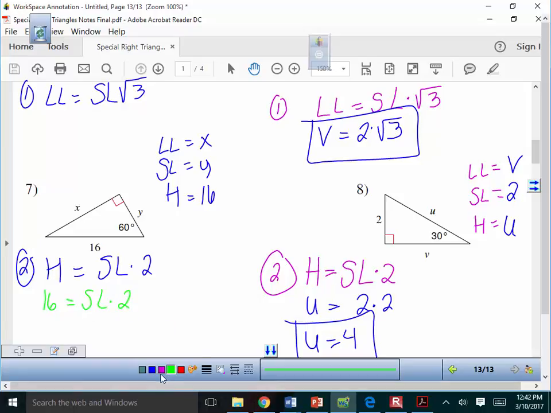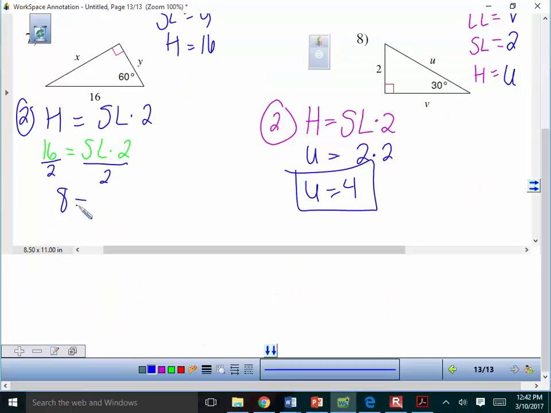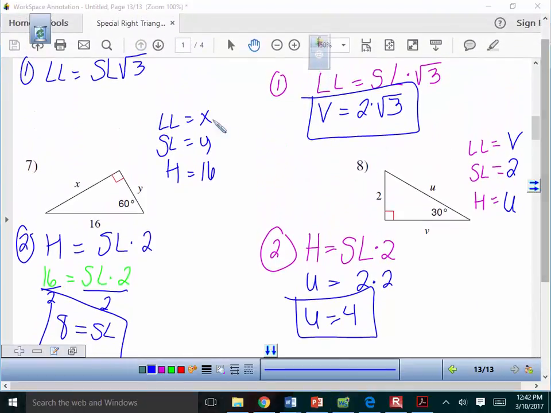Now how do we get the short leg by itself? Divide by 2, and we get 8 is equal to our short leg. Any questions? Do you see that? Okay, now that we know that this short leg, or y, is equal to 8, we can go up here and see that our long leg, which we don't know, is equal to our short leg, which is x.